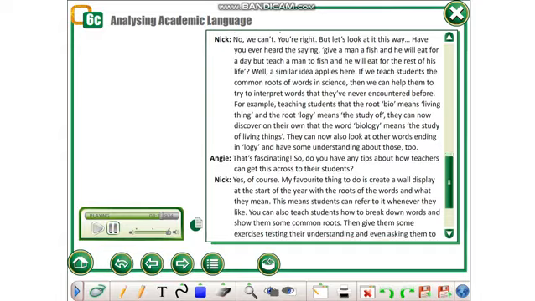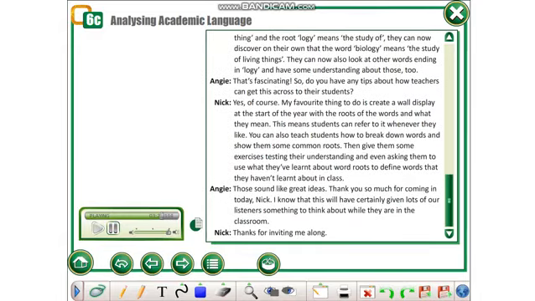Yes, of course. My favorite thing to do is create a wall display at the start of the year with the roots of the words and what they mean. This means students can refer to it whenever they like. You can also teach students how to break down words and show them some common roots. Then give them some exercises testing their understanding and even asking them to use what they've learnt about word roots to define words that they haven't learnt about in class.